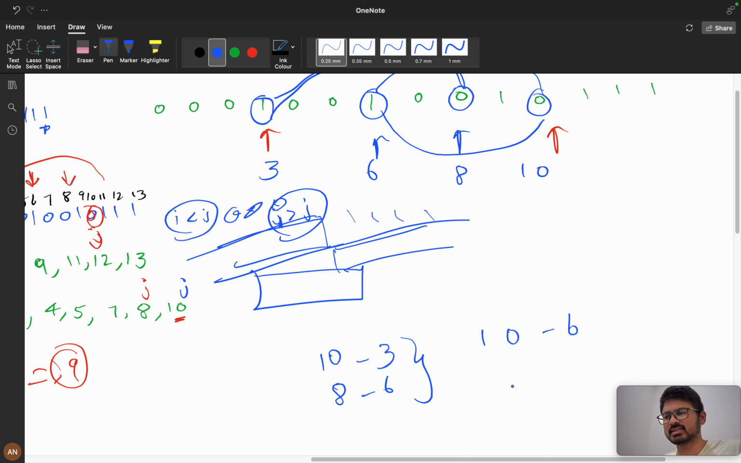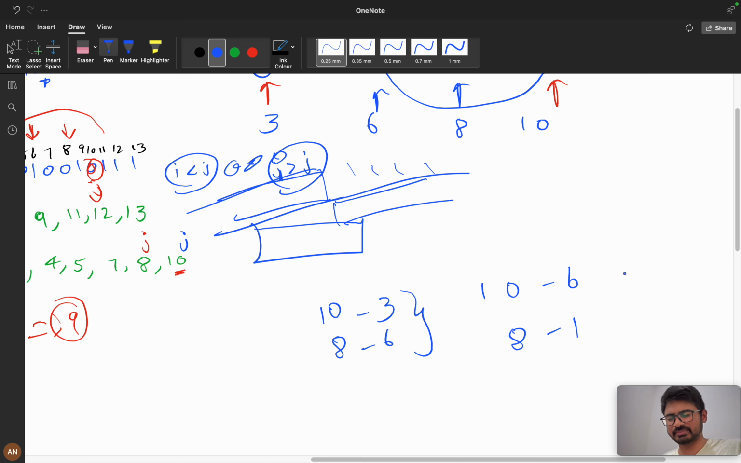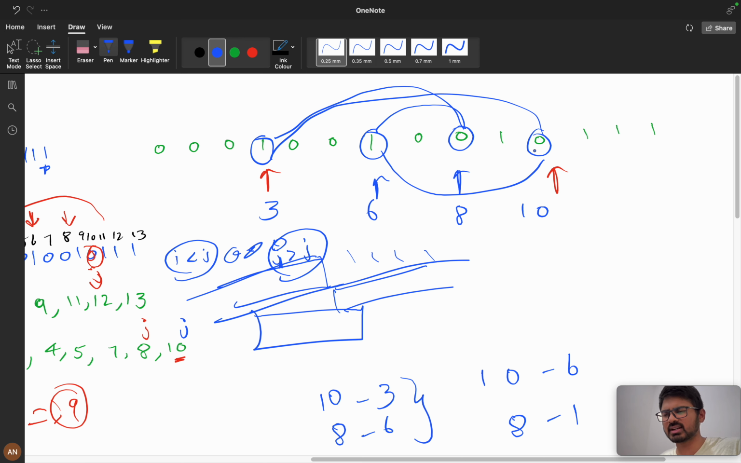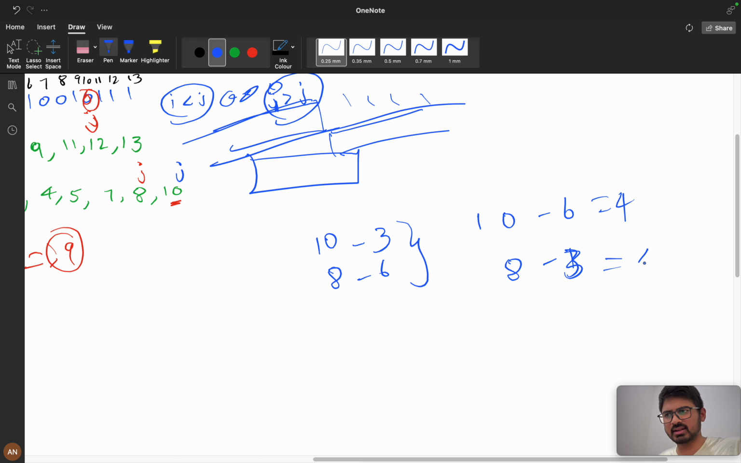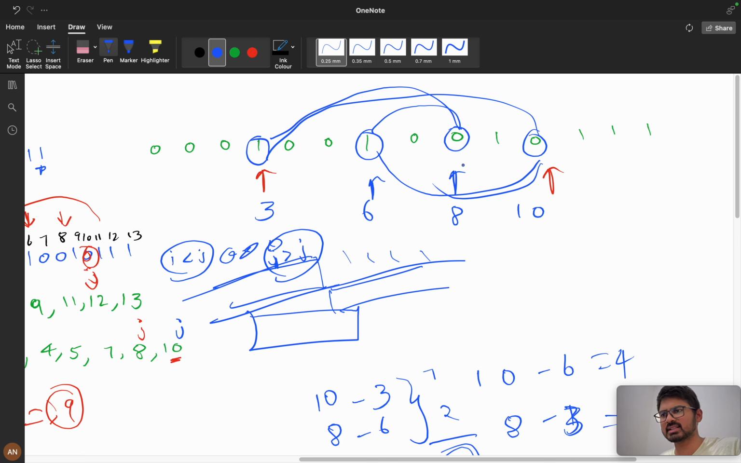10 minus 6 and 8 minus 3, right, which is 4, and here it is 4, which is 8, here 7, which is 5, which is 9, and here we have 7 and we have 2, here we have 9. So anywhere you can subtract like this. So in this way we are using 2 pointers and we are subtracting.